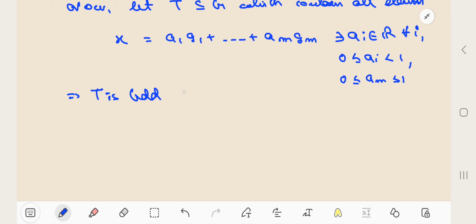So T is bounded, but since G is discrete, G has only a finite intersection with any closed ball. Sorry, I should say T is finite, because T lies completely inside a closed ball, and the intersection of elements from G with the closed ball is finite, and T is precisely inside the intersection, so it must be finite, right?